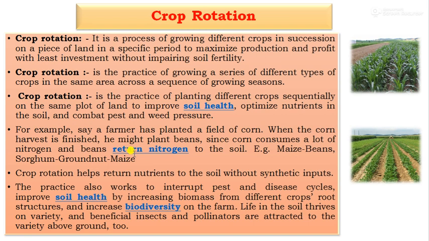These are the examples. Crop rotation also helps return nutrients to the soil without synthetic inputs. The practice also interrupts pest or disease cycles, reduces pest and disease infestation, and improves the soil health by increasing the biomass from different crops, roots, and structures, and increases the biodiversity on the farm. The life in the soil thrives on the variety, and beneficial insects and pollinators are attracted to the variety above ground too. This is the crop rotation concept or definition.